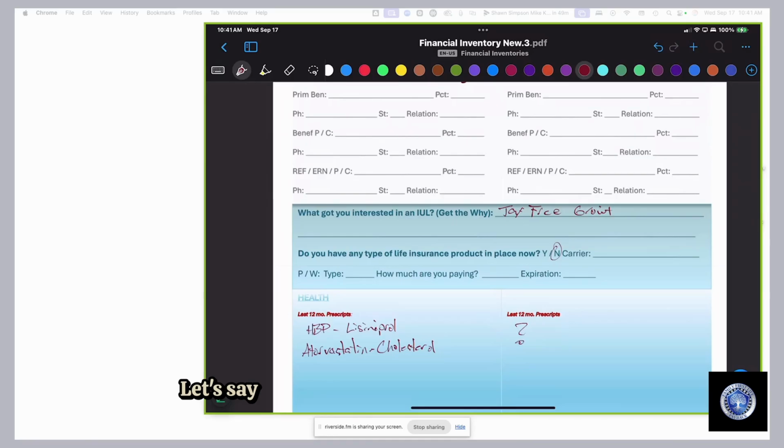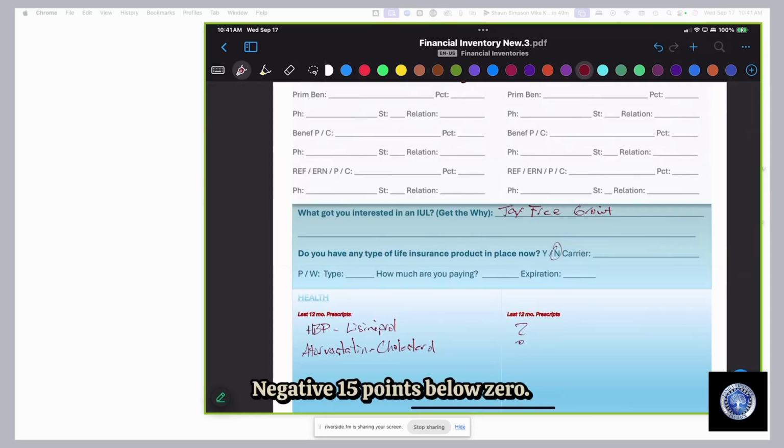Let's say 2022 happens again and the S&P drops negative 15%, negative 15 points below zero. What do you get? Well, I don't get anything. Nope. You don't get anything, but here's what's more important. You don't lose anything either. That is the most important part. Let me show you how important that is.